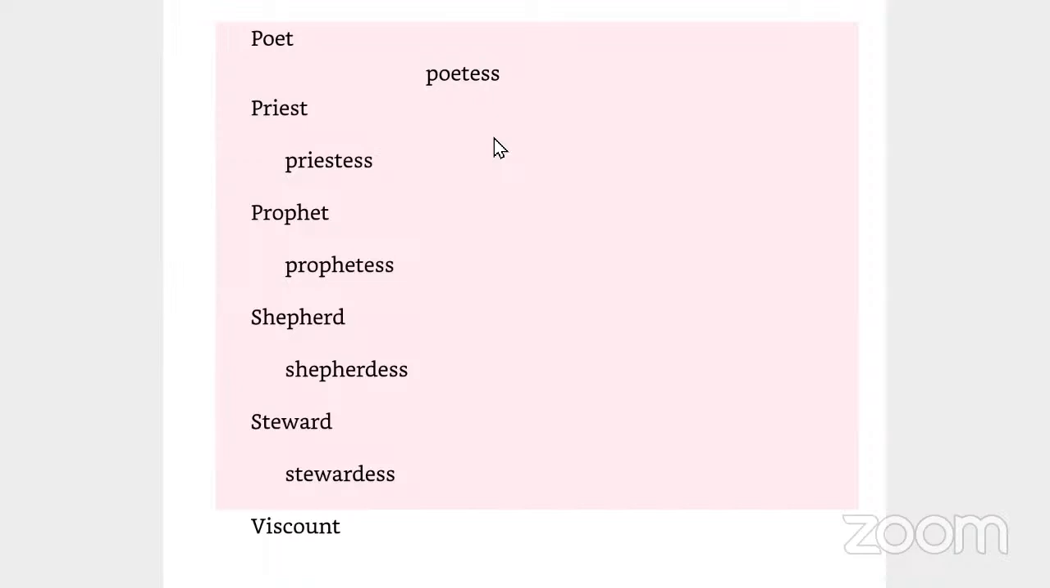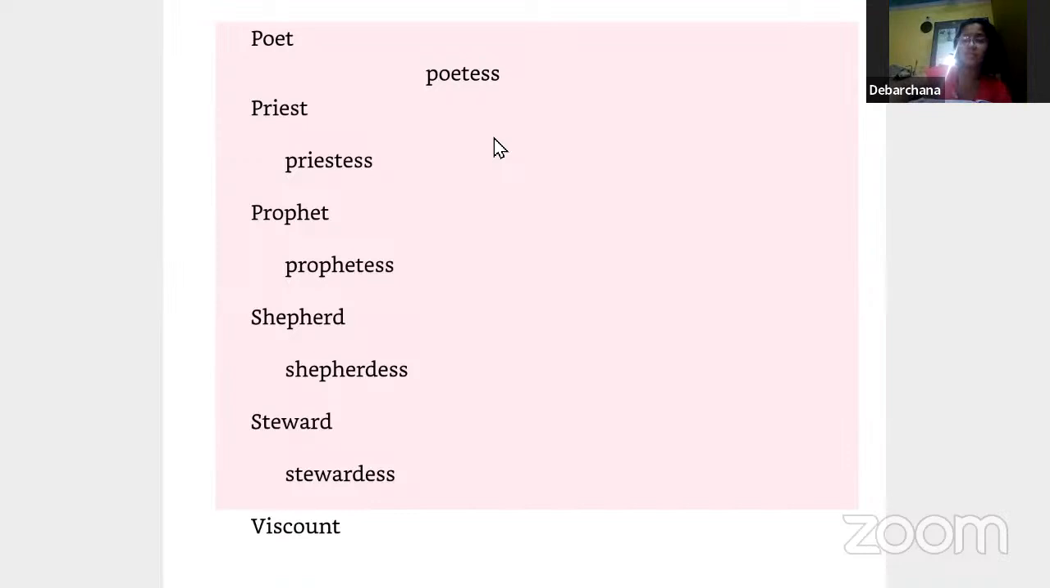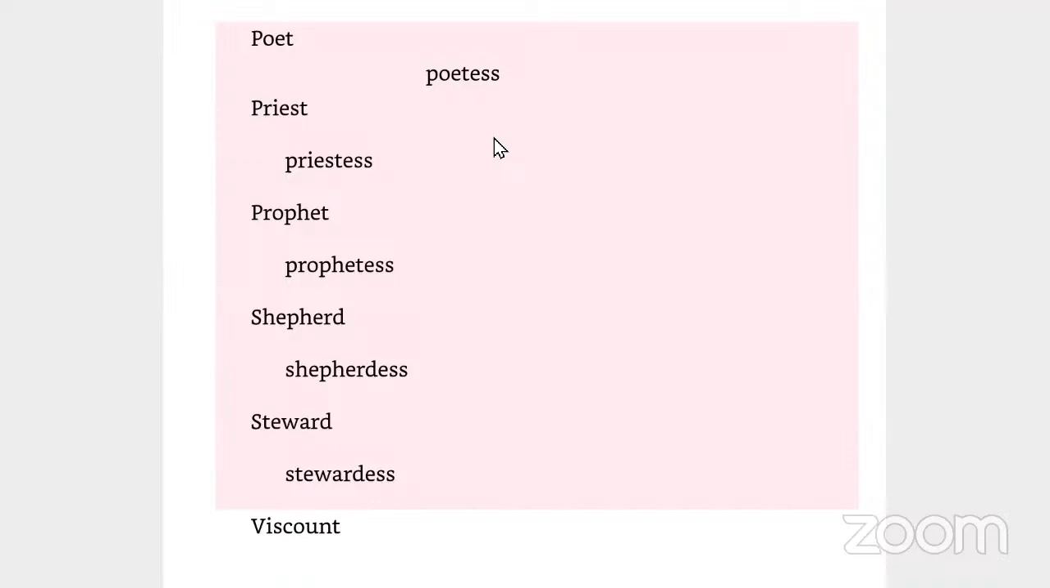Shepherd. Who's a shepherd? Sir, a person whose job is to look after sheep. Correct. A person whose job is to look after the sheep.